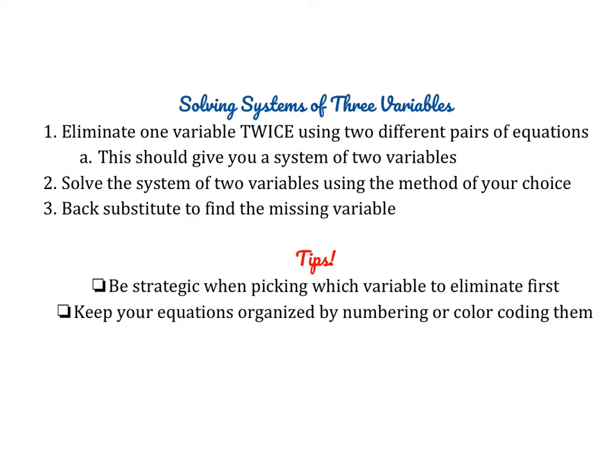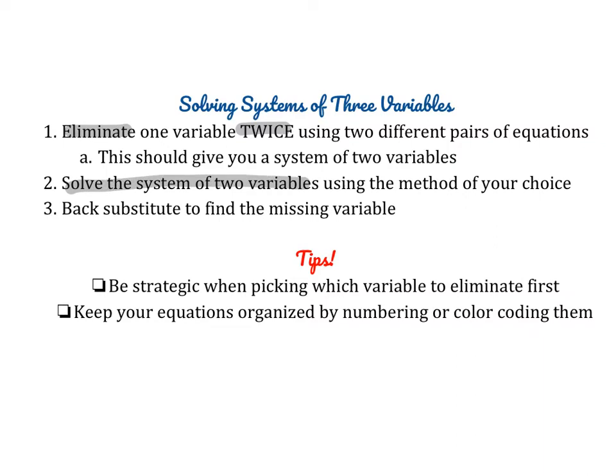Alright, so let's start by talking about the strategy we're going to use to solve a system of three variables. Our first goal is to look at your three equations and pick one variable that you're going to eliminate twice, using two different pairs. So again, your goal is to pick one variable and eliminate it two different times. This should give you a system of two variables. So you should have two new equations that only have two variables, and they should be the same two variables. Then you can solve this system of two, which you already know how to do.